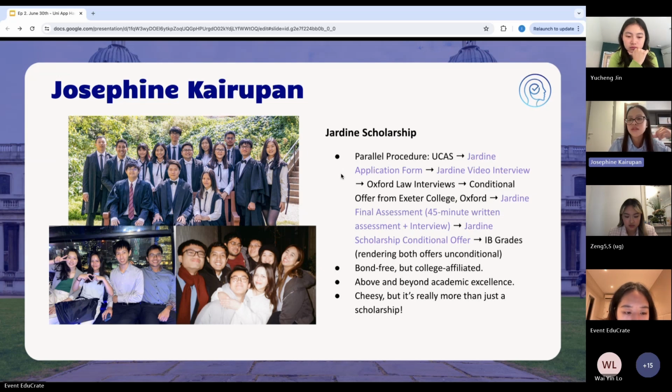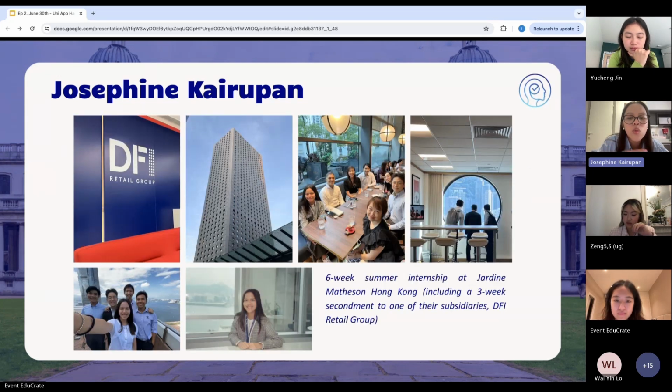I was part of the Jardine Scholars Council, and we organized so many socials within Oxford and Cambridge, and we also organized an alumni networking activity. Jardine itself also organizes two annual dinners with all of the scholars, so you form a really big community. I think it's cheesy, but it really is more than just a scholarship. Another opportunity they offered me, I think we could go to the next slide, was the six-week summer internship at Jardine Matheson in Hong Kong. And that was the building that I was referring to.